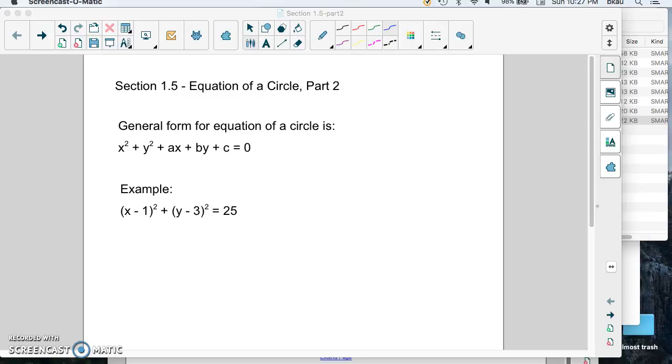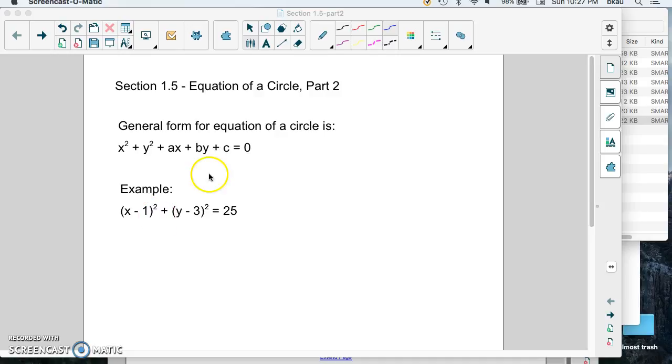Hello and welcome back. In this video we're going to talk about the general form of an equation of a circle. In the previous video you looked at the standard form, which is what we have right here in the example. But the general form is when we expand this out and we have no parentheses and everything is equal to 0. Now the general form is usually found when we have everything worked out.